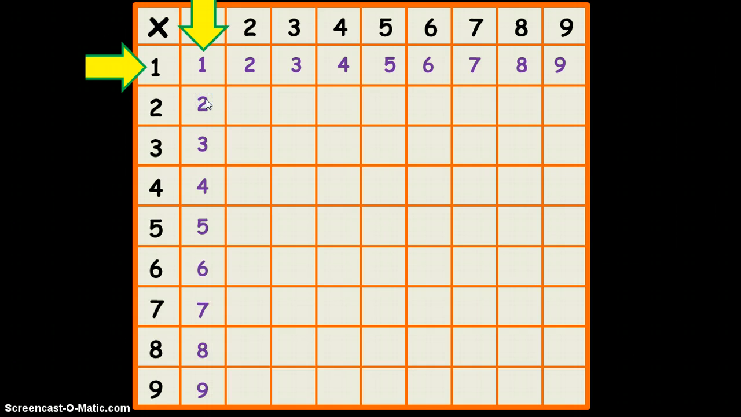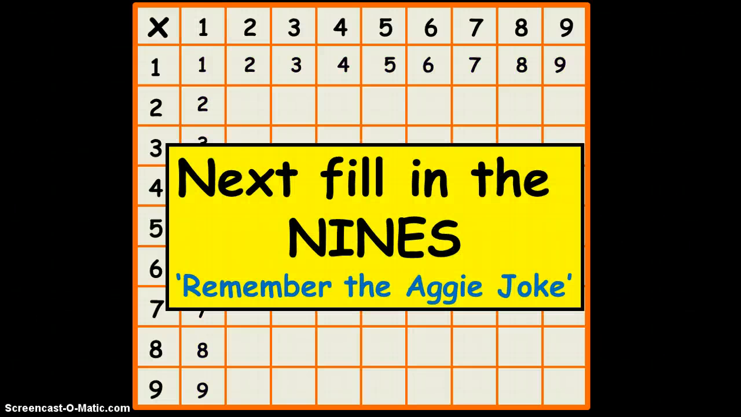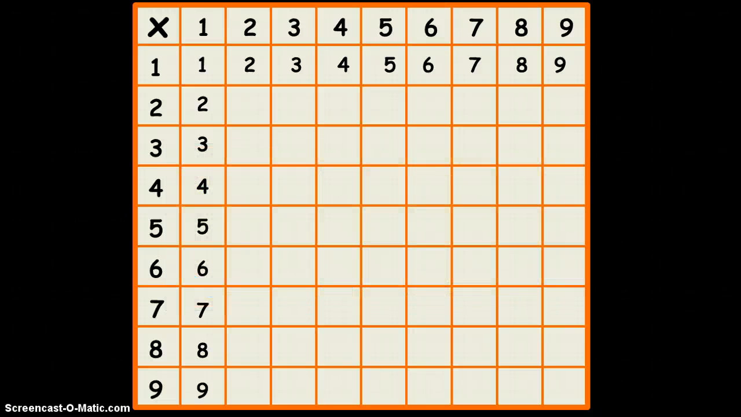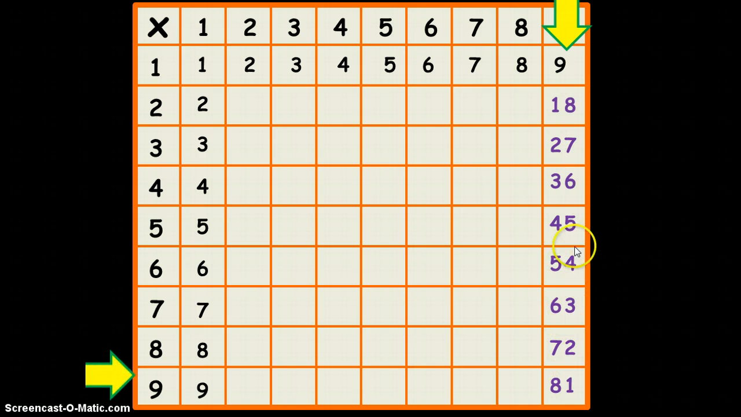The very next thing we want to do is skip all the way to the end and do our 9s. And the way we do that is we remember the Aggie joke. The Aggie was taking the test and he had to ask himself, how many questions do I have to answer? And so he started counting 1, 2, 3, 4, 5, 6, 7, 8. And he said, let me double check. Let me make sure that's right. So we count again. 1, 2, 3, 4, 5, 6, 7, 8. And that is correct. Whatever we copy on the column, we're going to copy on the 9s row.